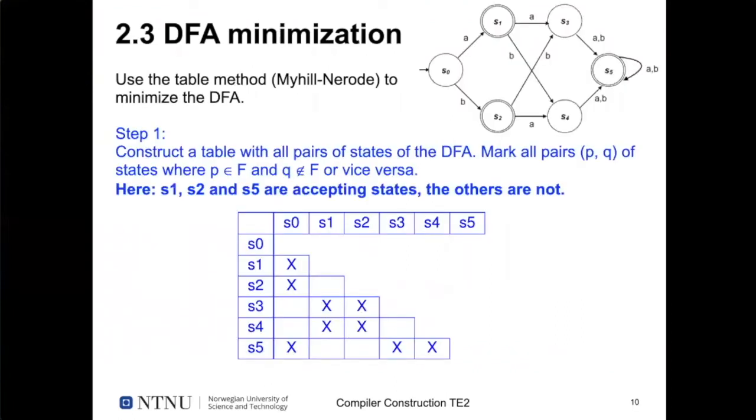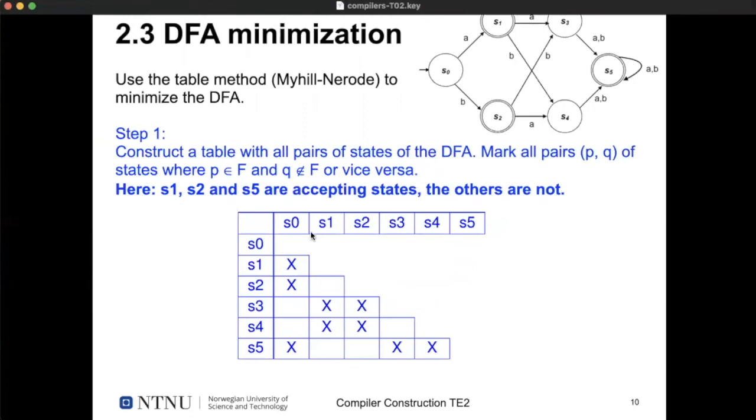So we start with partitioning our graph and just entering the partitioning information in our table here. So we construct a table with all the pairs of states of the DFA. This table would be symmetric, so essentially, we just need to fill in half of the table, excluding the diagonal.